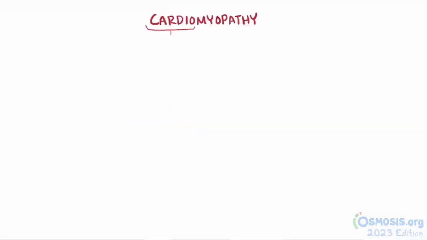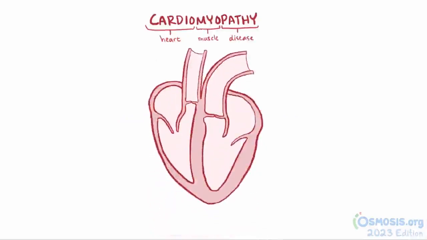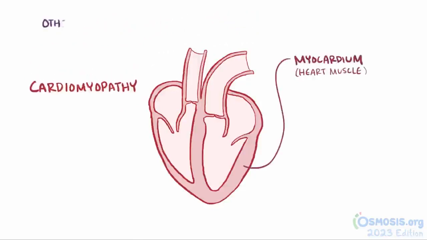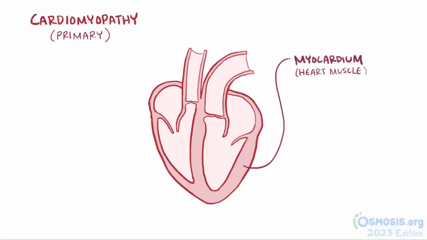Cardiomyopathy translates to heart muscle disease. So cardiomyopathy is a broad term used to describe a variety of issues that result from disease of the myocardium, or heart muscle. When cardiomyopathy develops as a way to compensate for some other underlying disease like hypertension or valve diseases, it's called secondary cardiomyopathy. But when it develops all by itself, it's called a primary cardiomyopathy.